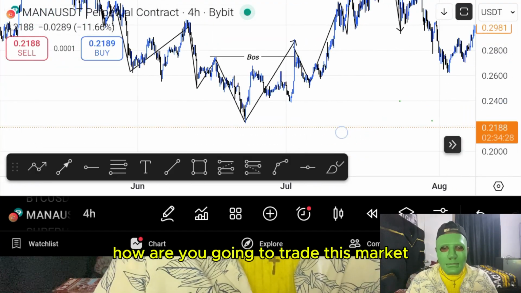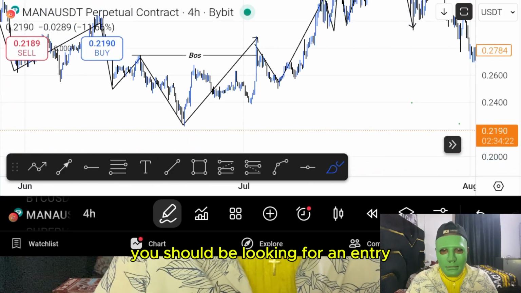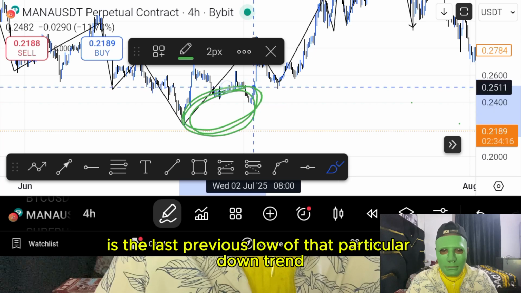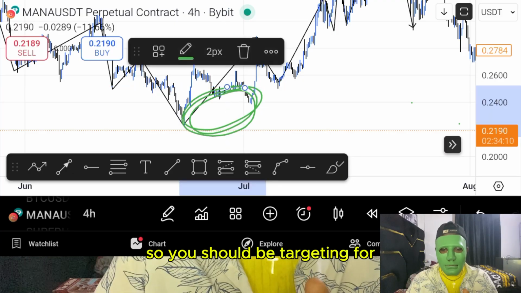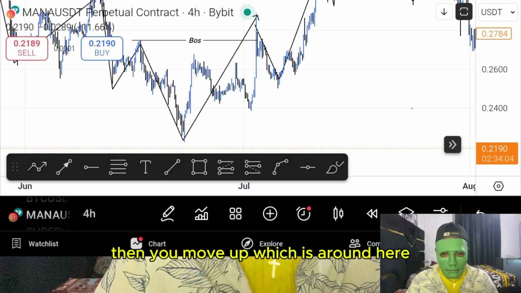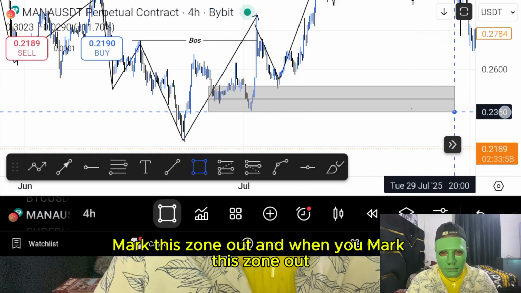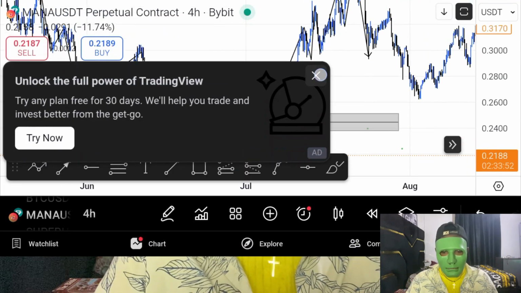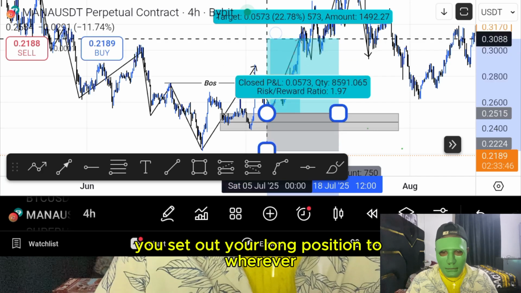Now, how are you going to trade this market since you've identified a breakout structure? You already know that you should be looking for an entry within the last traded zone, which is this zone, the last previous low of that particular downtrend before it starts changing to an uptrend. So you should be targeting a retracement to that zone, then you move up, which is around here. So it is safe to just mark this zone out. And when you mark this zone out, you set up your long position at that particular rectangle I marked out.